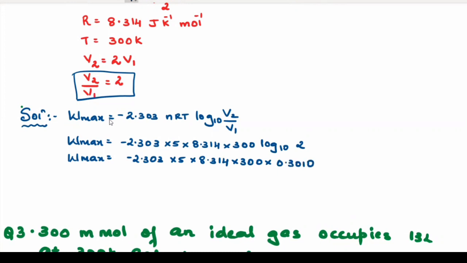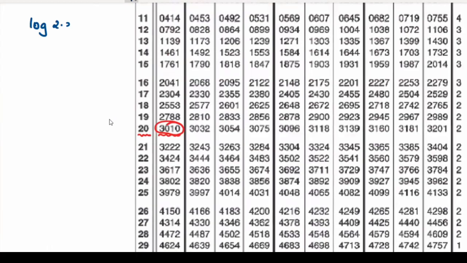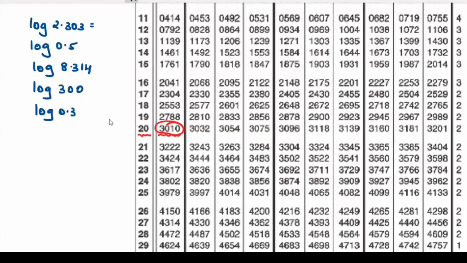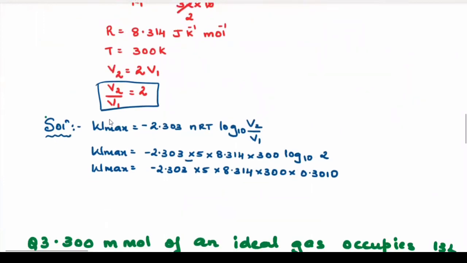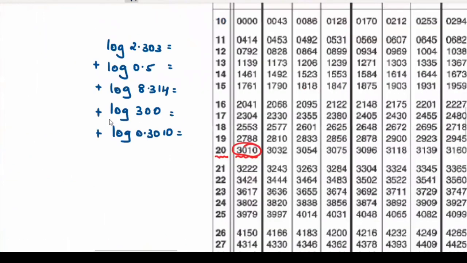Yes, we can do this calculation using the log table. So quickly we will have a look at the logs. The first is log of 2.303, then log of 0.5, log of 8.314, log of 300, log of 0.3010. And then we need to add everything since multiplication is given. I hope everyone knows the different properties of log. Wherever you have multiplication, you are going to carry out the addition for log.